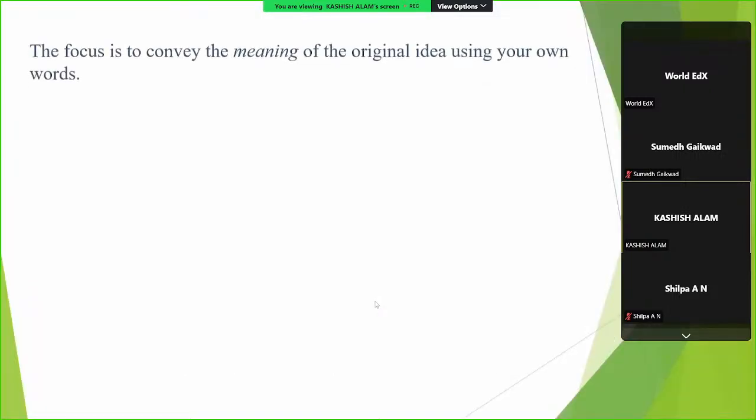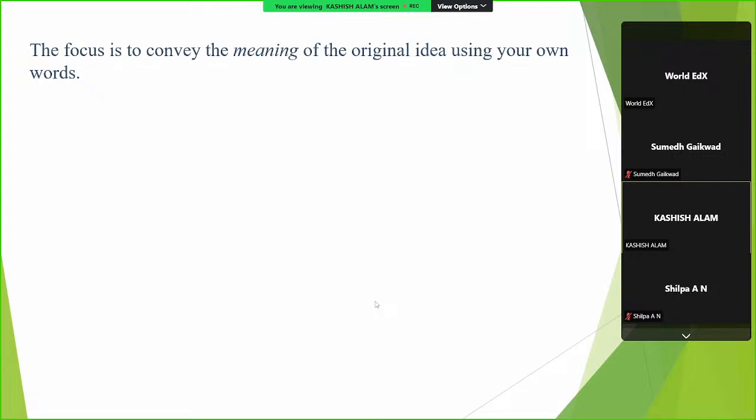Now, what is the focus of paraphrasing? It's to convey the meaning of the original idea using your own words. How can you come up with your own words? For this, we need to widen the range of vocabulary as well as synonyms.